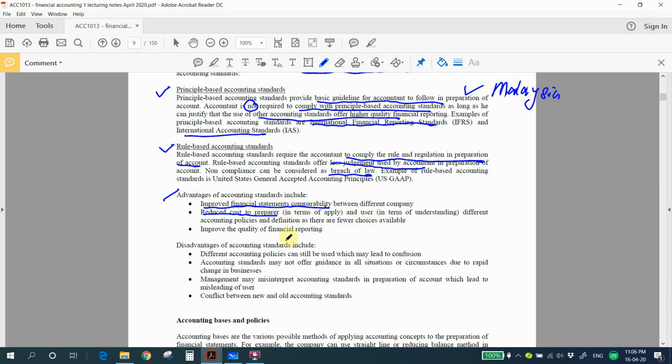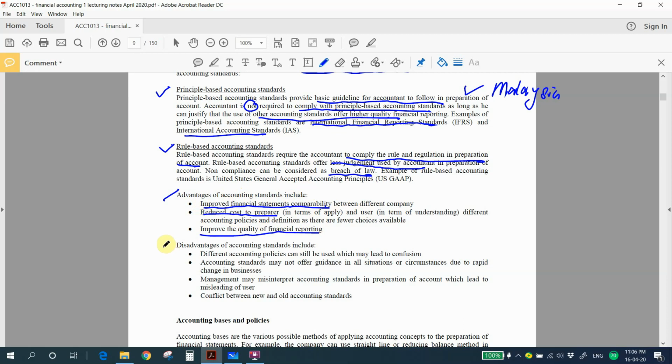So for the preparer, if you want to come up with your own accounting standard, this may be very costly and very time-consuming. You have to spend a lot of time on it. But if there is a set of accounting standard for you to follow, of course you can save the time of developing your own accounting standard. And for the user, it's very easy to understand if everyone uses the same accounting standard. Next, by having a high quality accounting standard to follow, this can improve the quality of financial reporting. So those are the advantages of having an accounting standard.